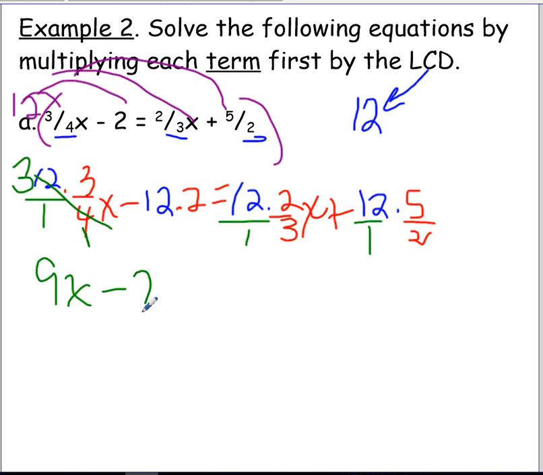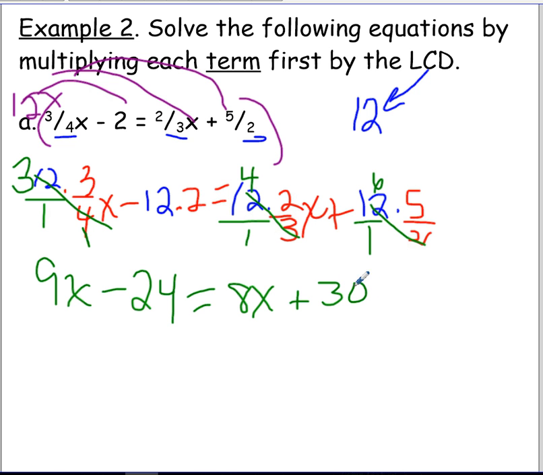Minus 12 times 2 is 24. That is equal to, let's do the same thing here, 3 goes into 12 4 times. So now we have 4 times 2x to have 8x there. And 2 goes into 12 6 times. So 6 times 5 is 30.